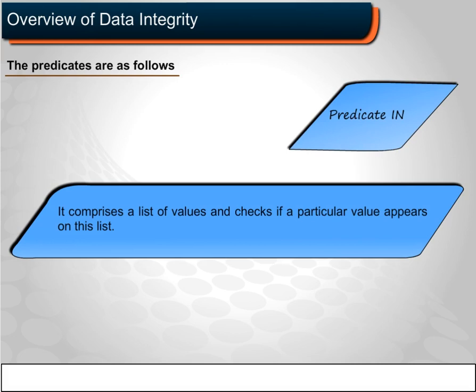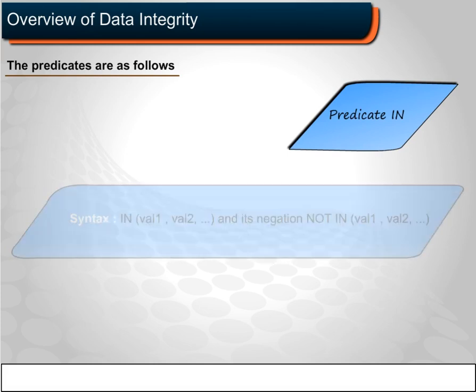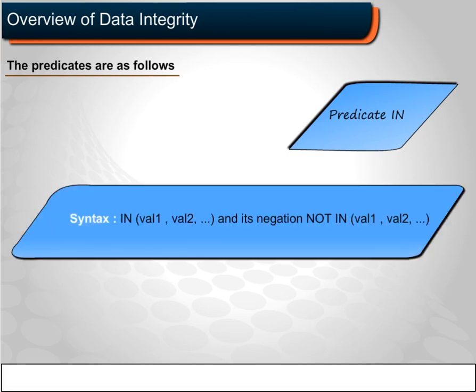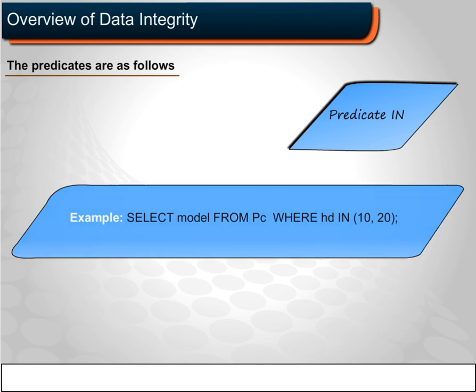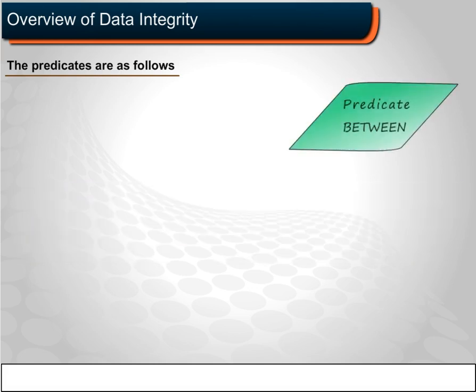Predicate in. It comprises a list of values and checks if a particular value appears on this list. Syntax: in (value 1, value 2, and so on), and its negation not in (value 1, value 2, and so on). Example: select model from PC where HD in (10, 20).